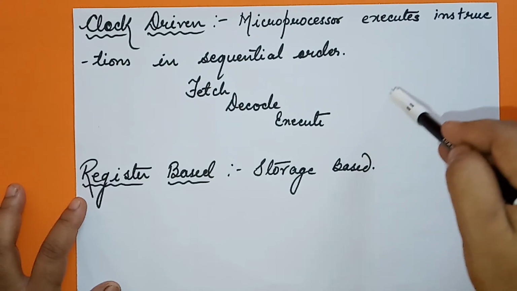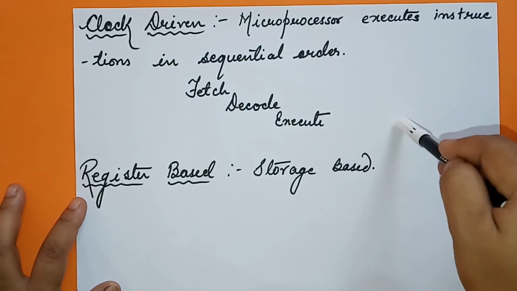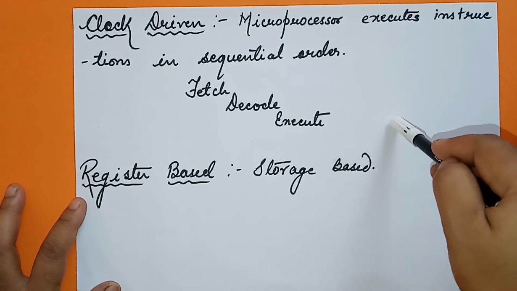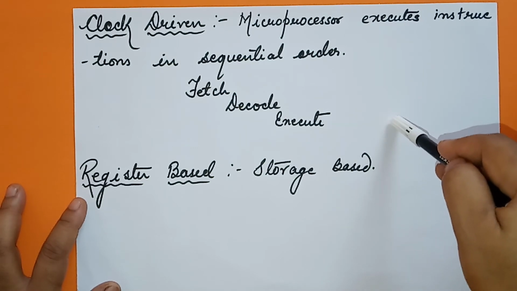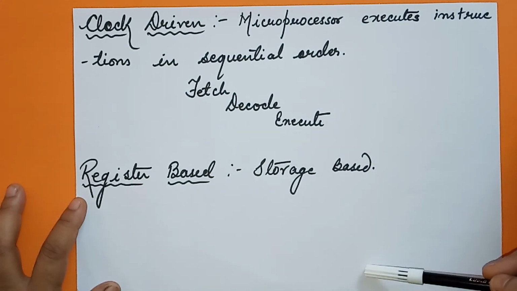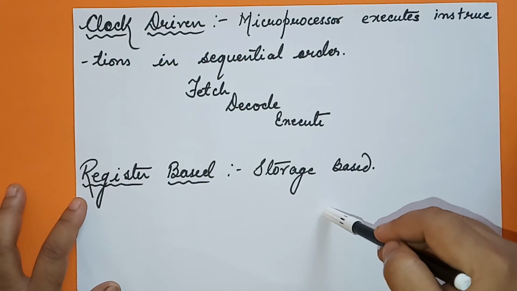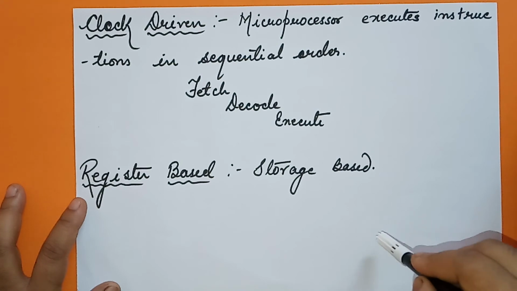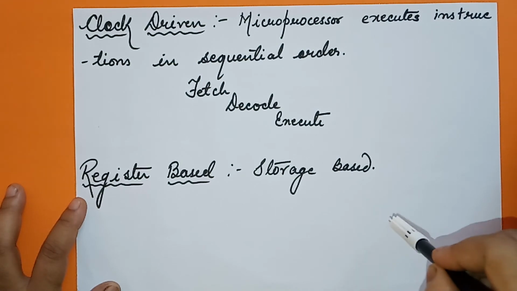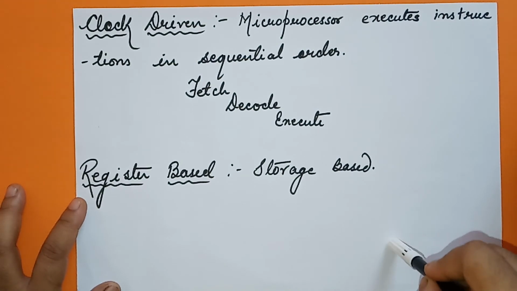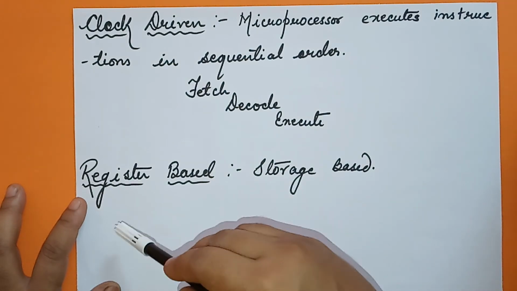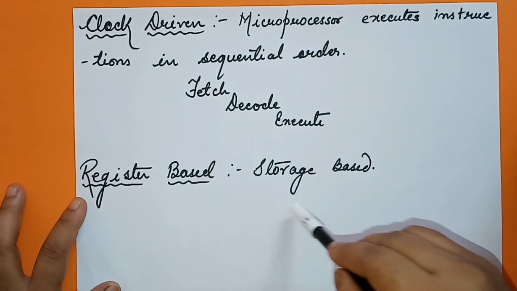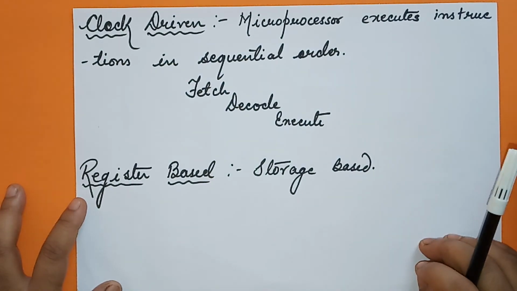The clock is used just for synchronization among the different components of the microprocessor, and that is why it is called clock driven. Next is register based. As I have already told you, during execution, if the microprocessor wants to store data on a temporary basis, it can store it in the registers, and that is why it is called register based.